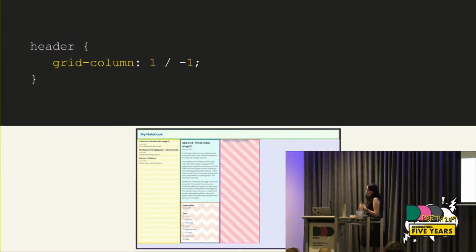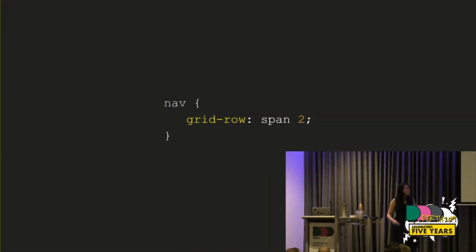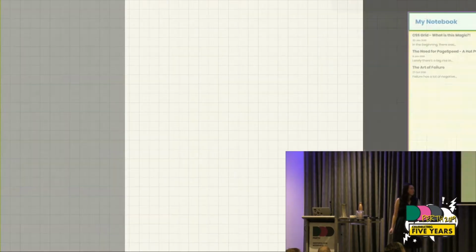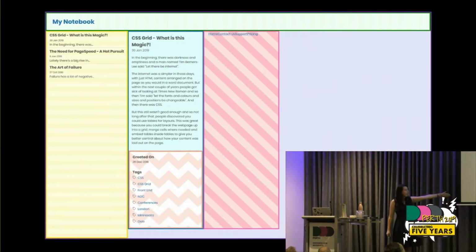Next, we want to assign the nav. So we want the nav to take up just the first column, but the second and third row. So we're going to define grid row span 2. So we want it to span 2 rows. We don't need to define grid column because it's only going to span 1 column. So you can see our nav has now pushed down onto the bottom row as well.